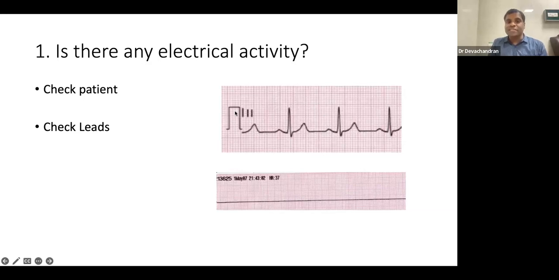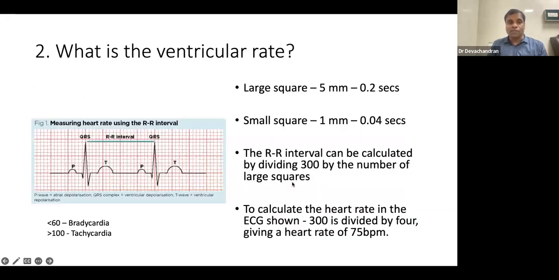You see standardization to 10 millimeter. You see the P wave. You see the QRS complex. You see the T wave. And you see 3 complexes here. So there is electrical activity in the top one, no electrical activity in the bottom one. What is the ventricular rate? That is the second question.